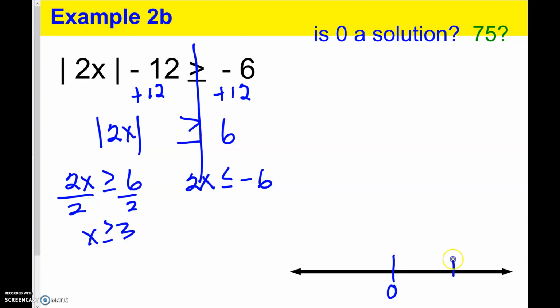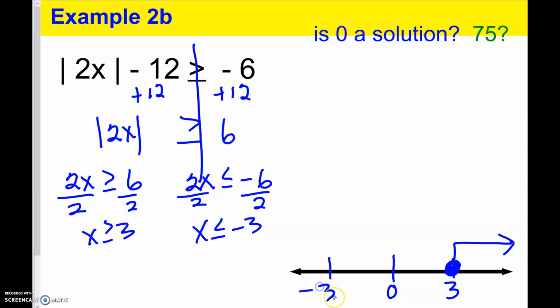So I'm going to go to my number line here. Greater than or equal to, which means we're going to have a solid circle, and we're going to go bigger. Greater than or equal to is to the right. Now on the second one, when we divide by 2, we have x is less than or equal to negative 3. Closed circle, and it says any number less than. So less than goes this way.